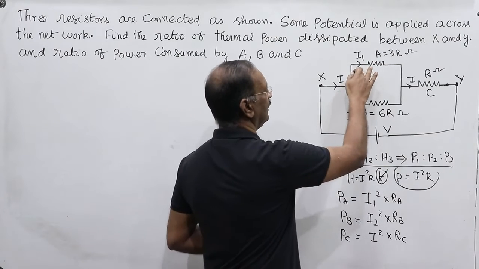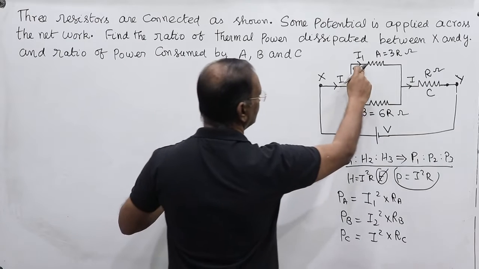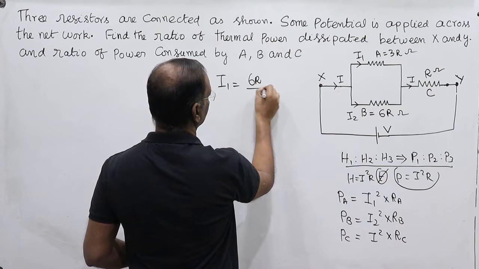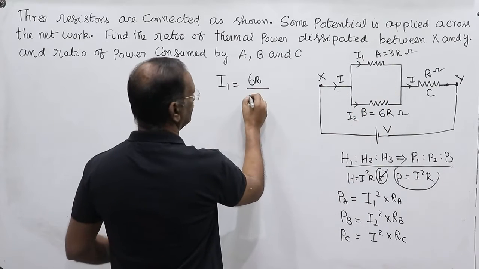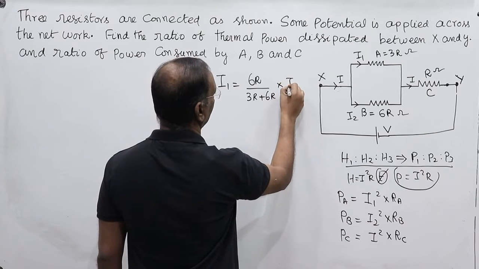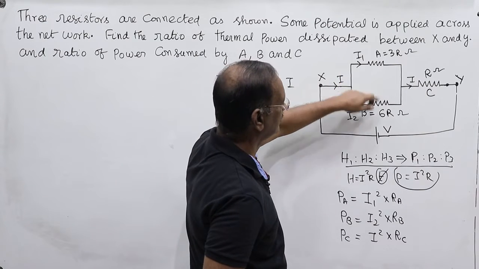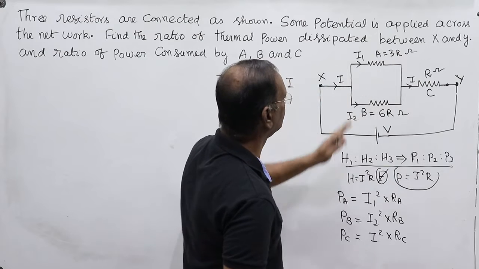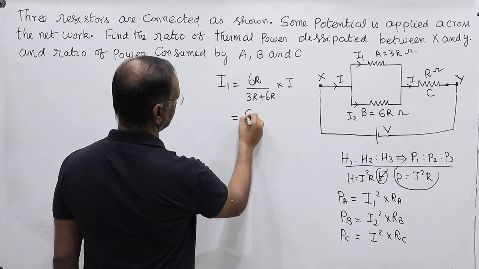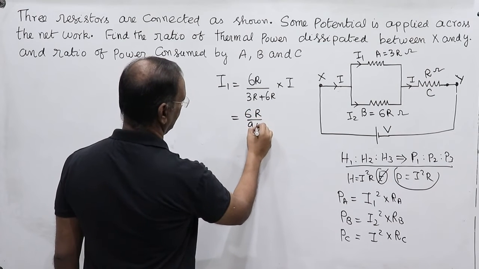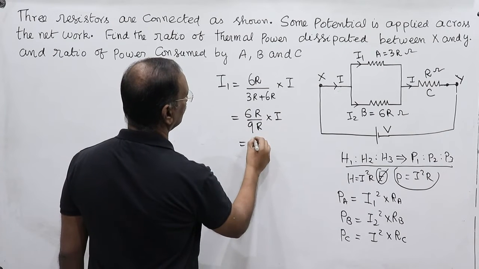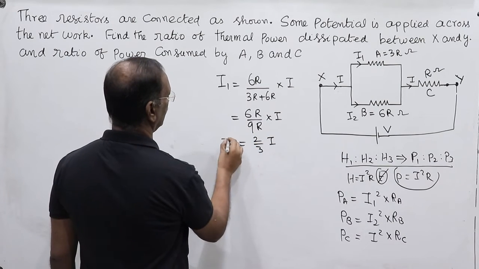See, this is I1. How can we write this I1? Suppose you want to find it in this branch: write the resistor of the other branch, that is 6R, divided by the sum of these two resistances, 3R plus 6R, into I. For this branch, I1 means this divided by this plus this into I, which gives the net resistance. This is equal to 6R by 9R into I, or 2 by 3 I. So I1 is 2 by 3 I.